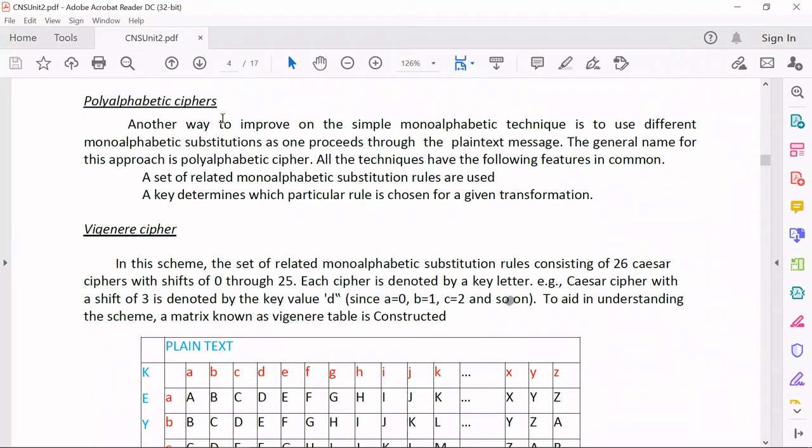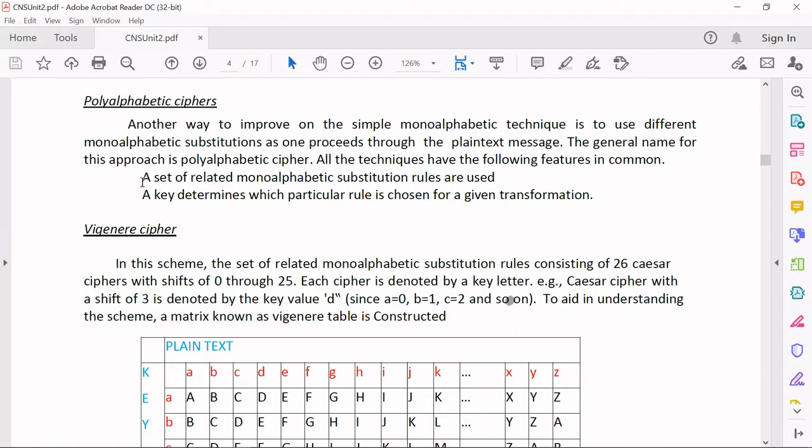We are coming up with another type of cryptography concept, that is polyalphabetic ciphers. Here, this is another way to improve on the simple monoalphabetic techniques. So here, through a plain text, we are trying to convert it to a ciphertext, that is the encryption and decryption concept. There are certain features in common among these polyalphabetic ciphers.